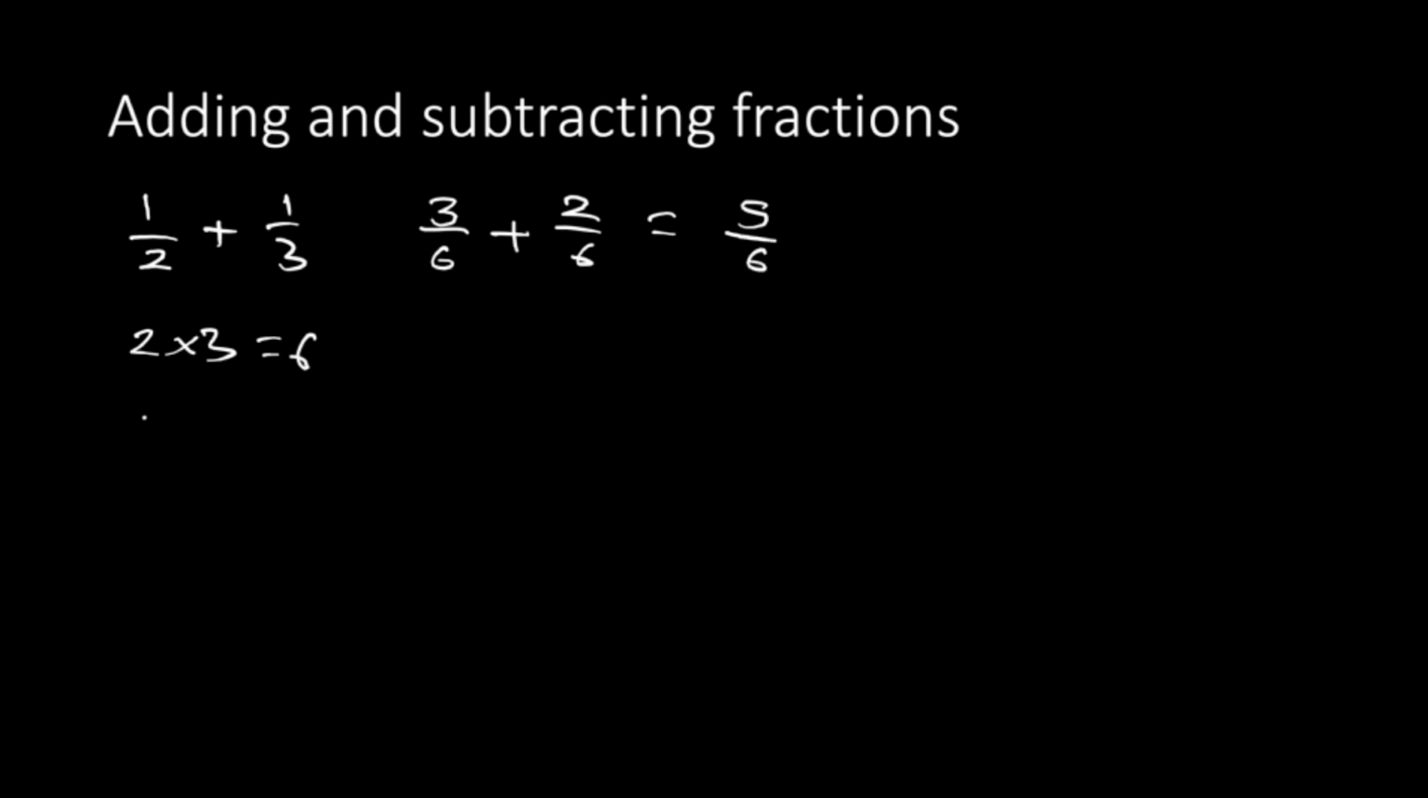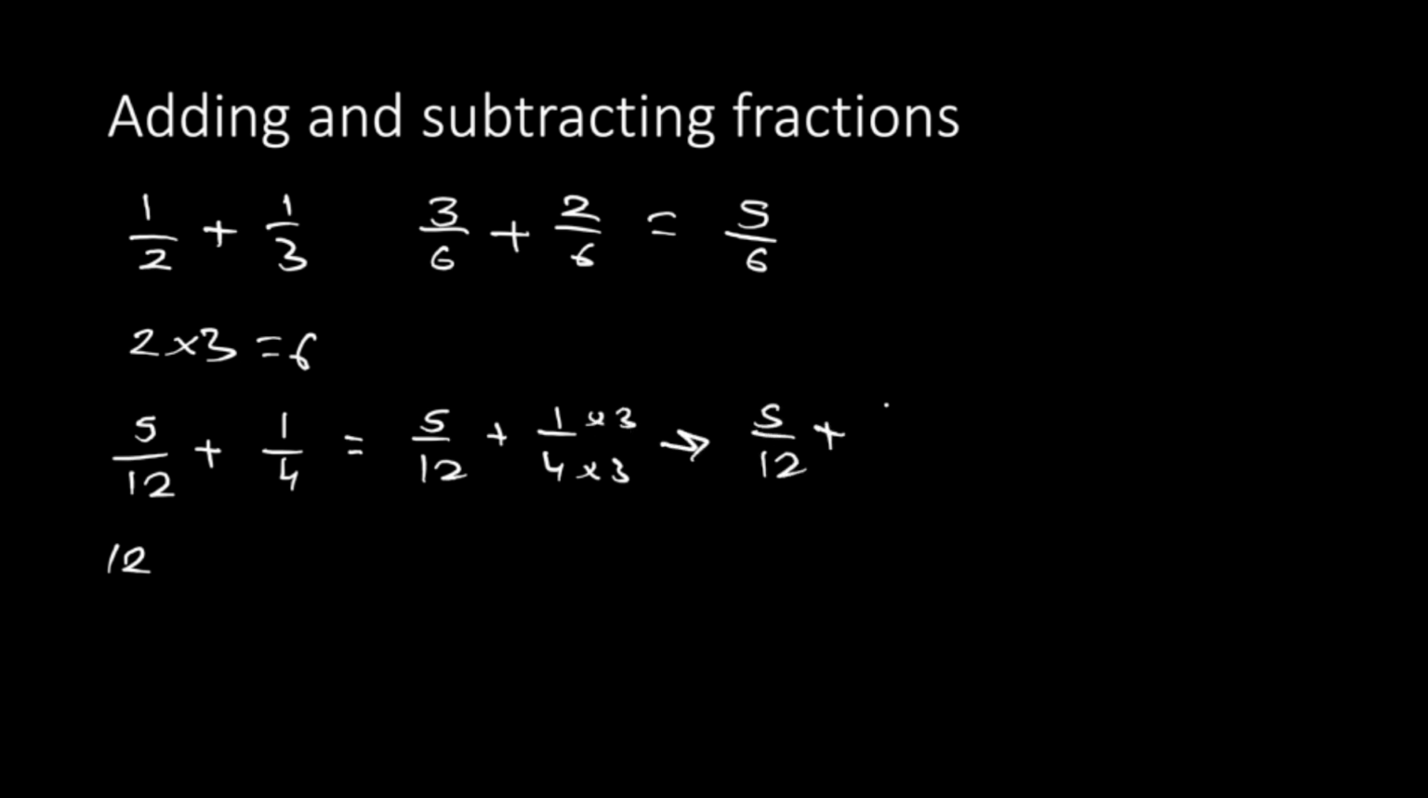Another example, 5 over 12 plus 1 over 4. Find the common denominator. Common denominator is 12. See, sometimes you don't need to multiply them. Just leave it as it is and convert only one of the fractions. So 1 over 4, convert that into a fraction with a denominator of 12. You do 1 over 4 times 3 on the denominator and numerator. So that would give you 5 over 12 plus 3 over 12. That would give you 8 over 12. Simplify to 2 over 3. That would be your answer.